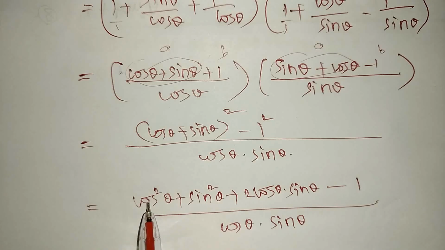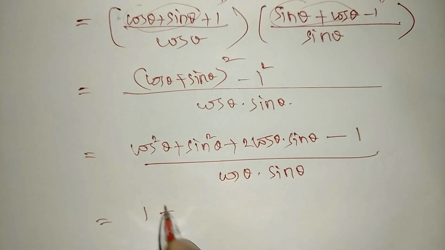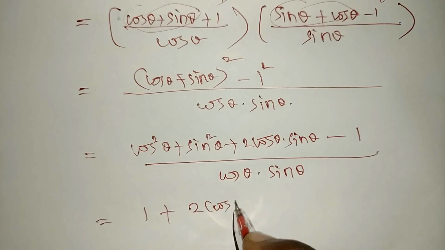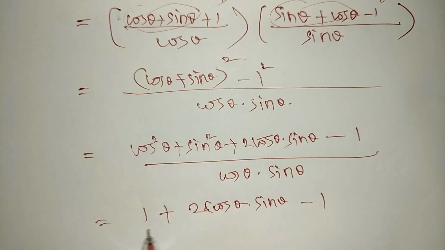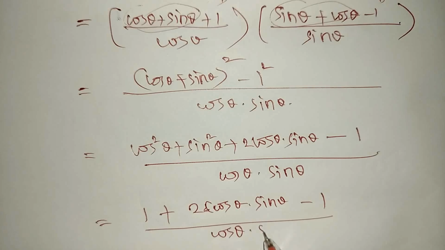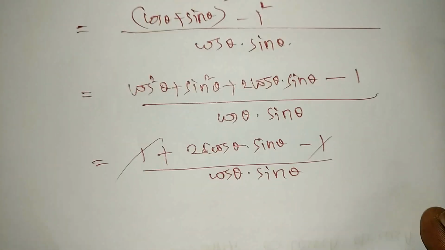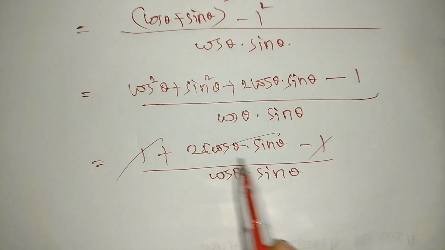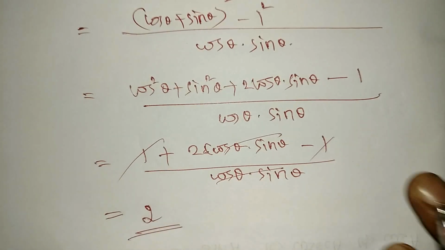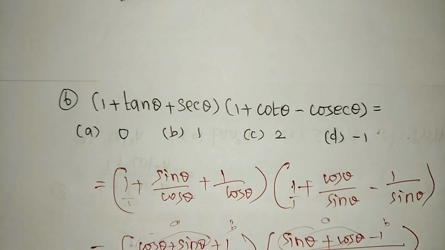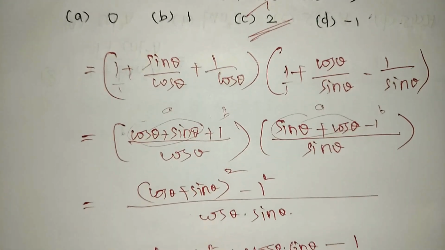We know very well cos square theta plus sin square theta is equal to 1. So 1 I'm writing here, and 2 cos theta into sin theta minus 1 we have here, whole divided by the same, cos theta into sin theta. Now see, the plus 1 minus 1 will be cancelled. The remaining we have what? Cos theta sin theta also will be cancelled. We have only the 2 remaining. So where do we have 2 in the options? See the options, option C is our required answer. So please make a note. I'll show you.